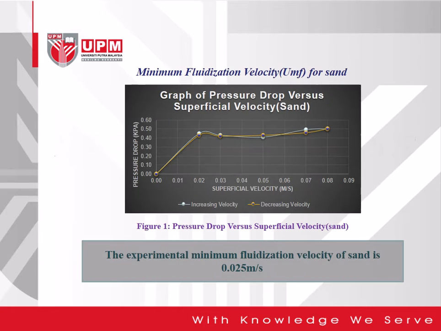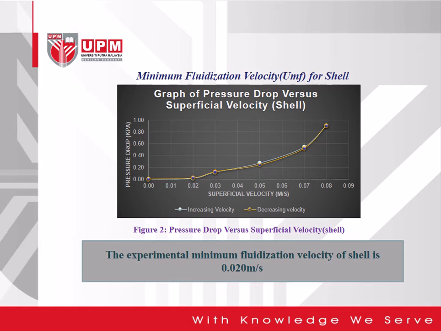Result and discussion. From an experiment, I got a graph of pressure drop versus superficial velocity. From the graph obtained, I found that the peak of the graph, which we can consider as the experimental minimum fluidization velocity, is at 0.025. So that is assumed as the minimum fluidization velocity for the experiment part. I also obtained a graph of pressure drop versus superficial velocity, where the increasing velocity and the decreasing velocity lines intersect at one point, which is 0.02 meter per second. So we assume this as the minimum fluidization velocity for shell at 0.020 meter per second.